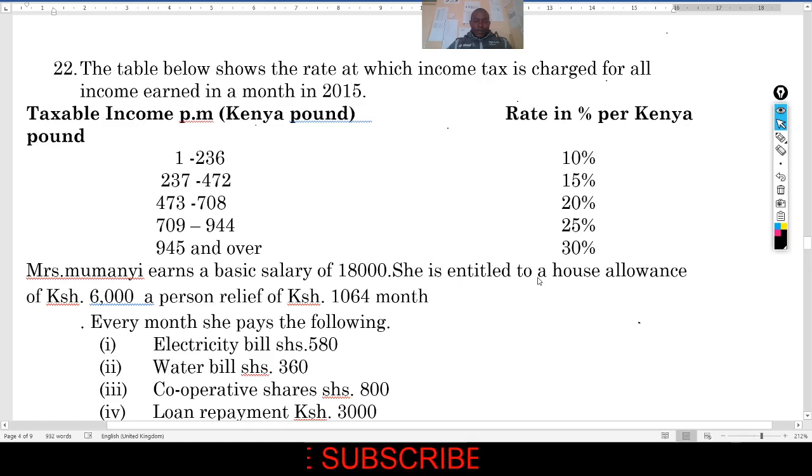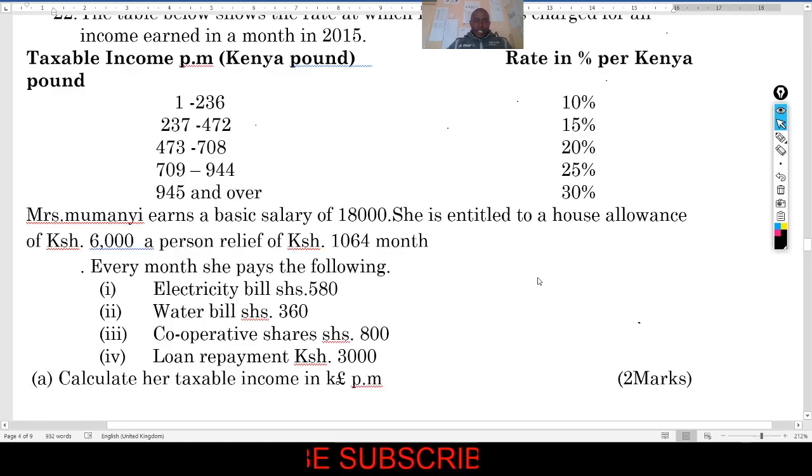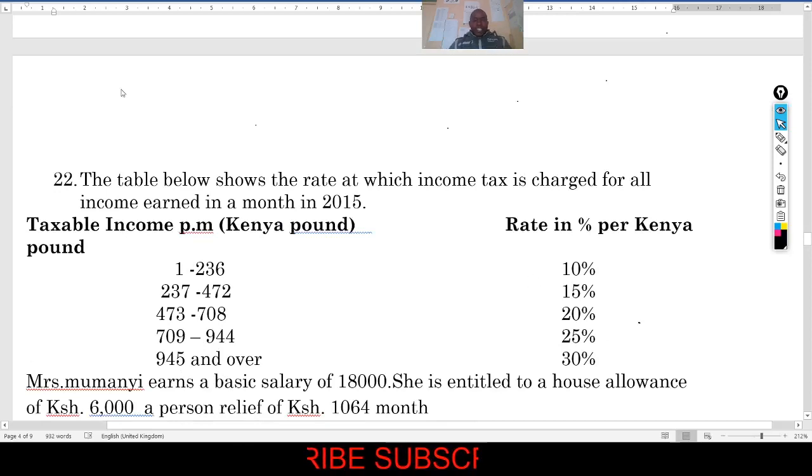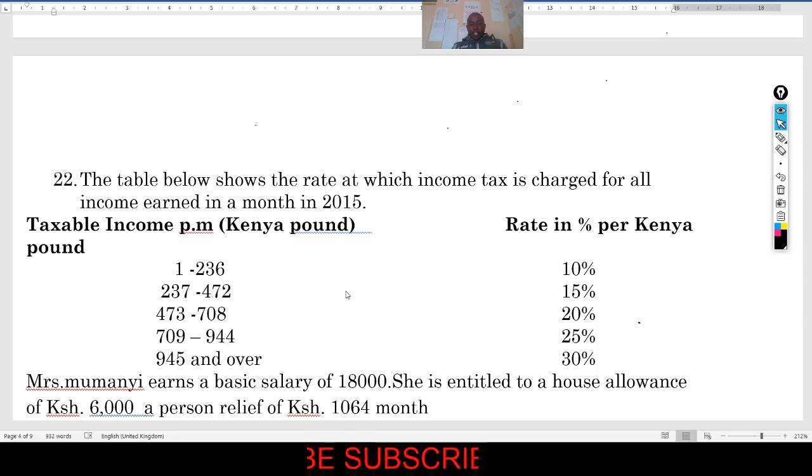The next question is on income tax. Now for this one is very simple. The only tricky part is that you look here. This is per month, and this is in the rate percentage. So that means the tax you are going to get is in pounds.